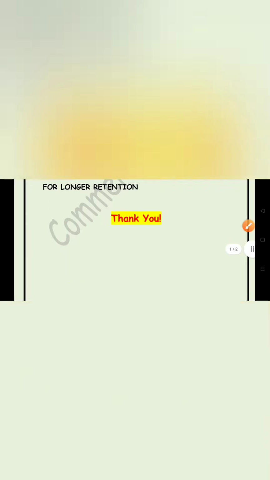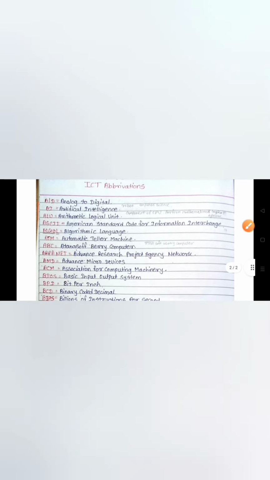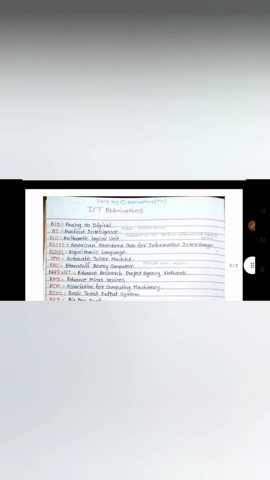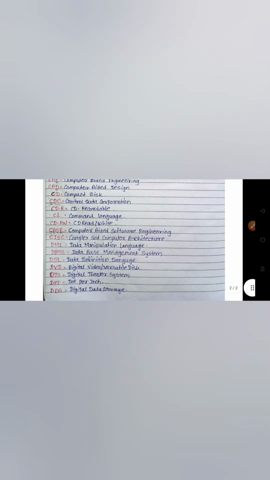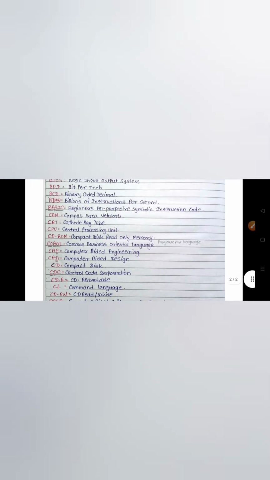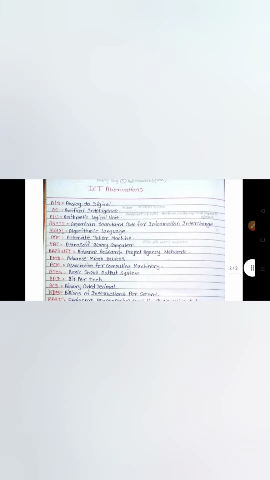Here, if you can see, I shared my own chart which I prepared for my examination, and I followed this trick for the ICT abbreviations. You can also follow this in your daily schedule so that you will be able to retain the abbreviations for a longer period of time.